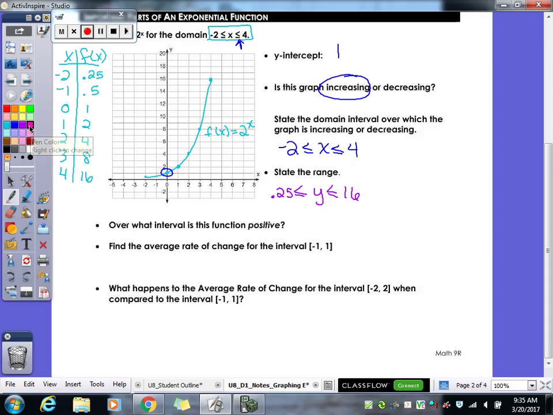Over what interval is this function positive? Again, is it positive the whole time? Yeah. So we use our domain again. Negative 2 is less than or equal to x, which is less than or equal to 4. If we had arrows, we would use our domain. X is an element of the reals, x, E, R.